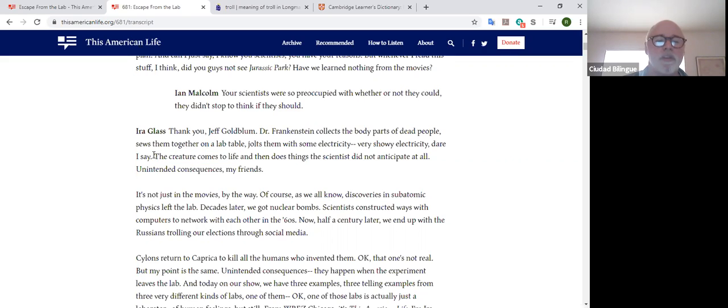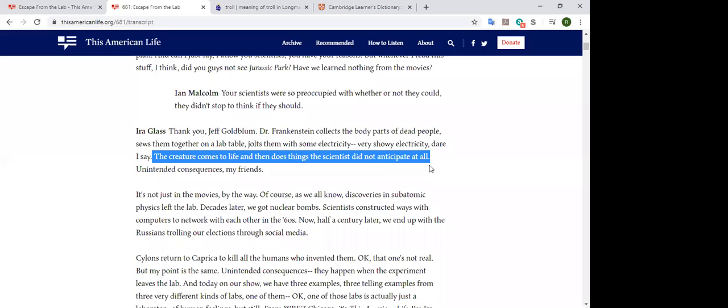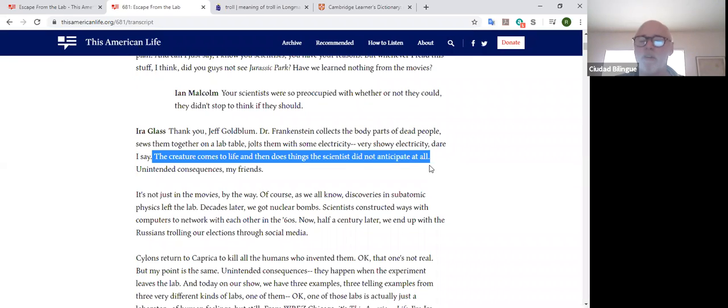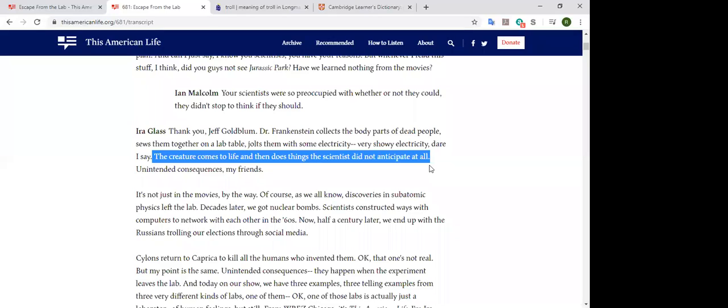Same two people, same order. Go. Okay. Keep it simple. Don't try to be creative. Just change the subject and keep it easy. Okay. The creature comes to life and then does things the scientist did not anticipate at all.